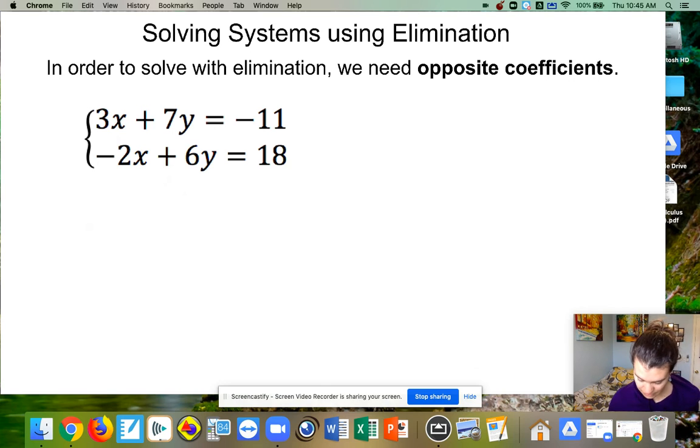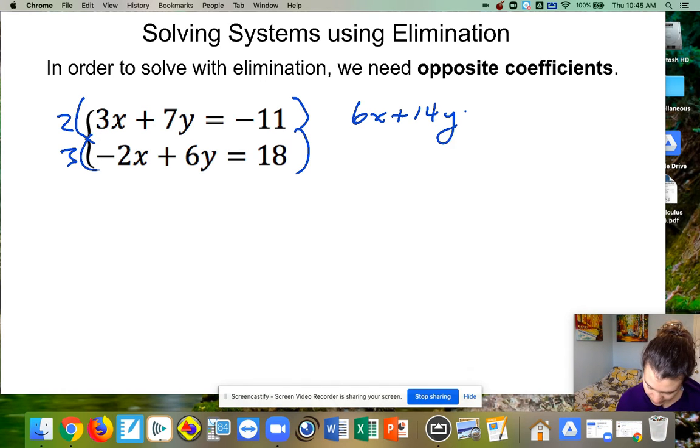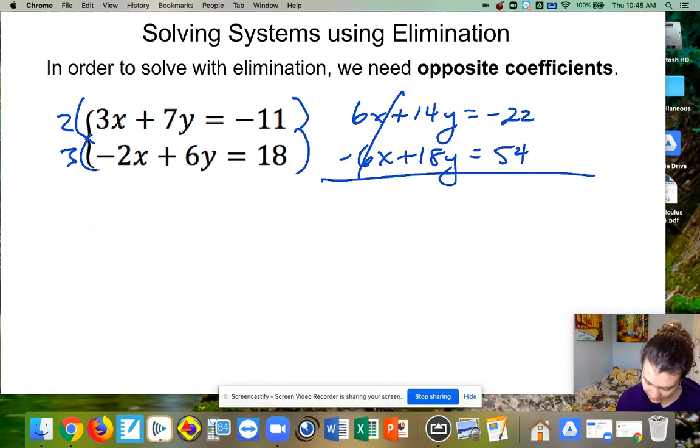Okay, same idea here, but this one you don't have quite as easy of a solution. We're going to have to multiply both of them again. So I'm going to multiply this one by 2 and this one by 3 because those are smaller numbers. You could also multiply by 7 and 6, but that's going to give you larger numbers to work with. So we'll get 6x plus 14y equals -22, and -6x plus 18y equals 54. Add them together, those will cancel. You get 32y equals 32, or y equals 1.